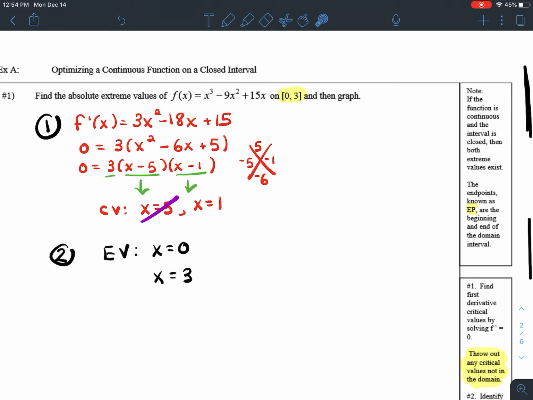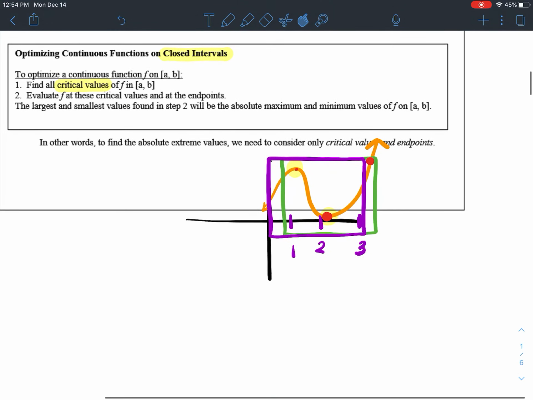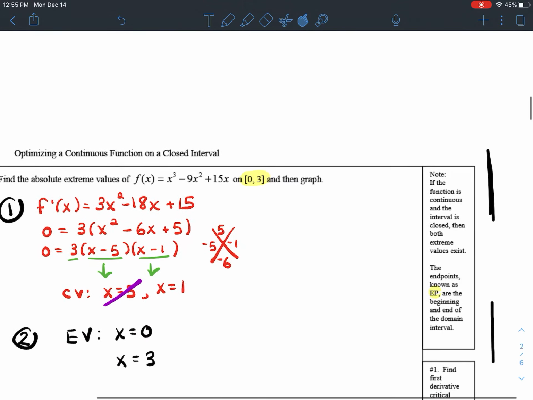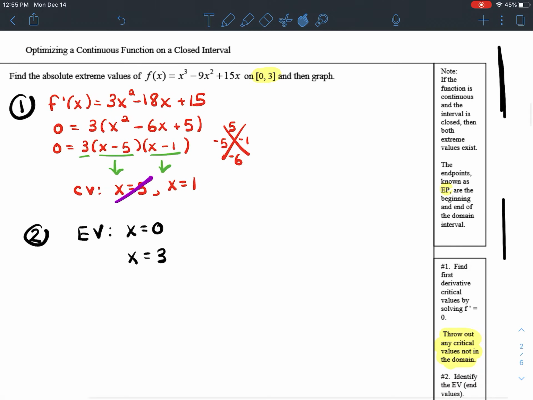Okay, so here's what we know. The highest point or the lowest point could be where x is 1, or it could be cut off on the edges of the screen where x is 0 or 3, similar to what you saw happen up here where we said that this point over here is technically higher than what that relative max is. So we always want to account for the end values as well.